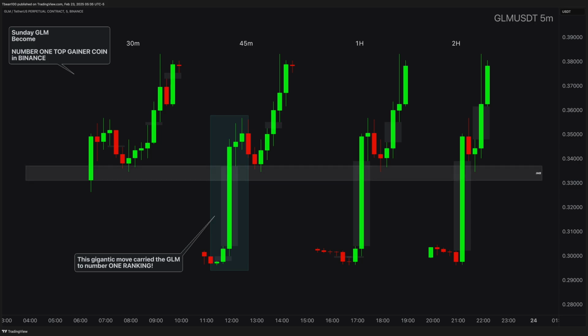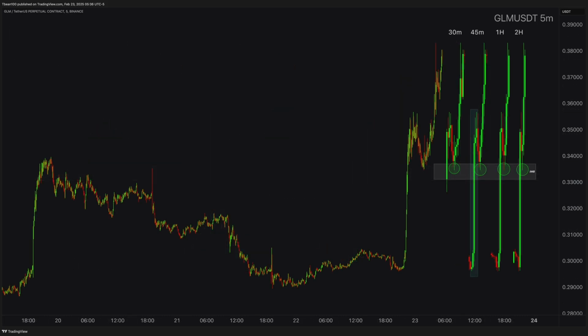After this gigantic movement and becoming the number one top gainer coin, GLM slowly started to pull back into this area of 4 imbalance points. This is what we care about, a tradable area for us. Now, if you open the 5-minute time frame on the left and the momentum layout on the right together, there are some interesting price actions to talk about.